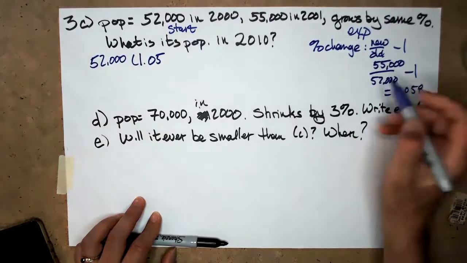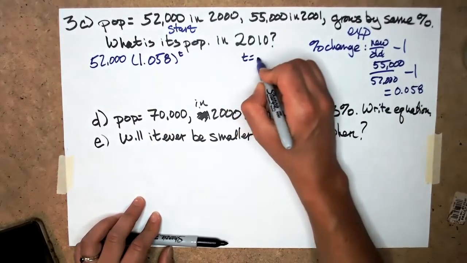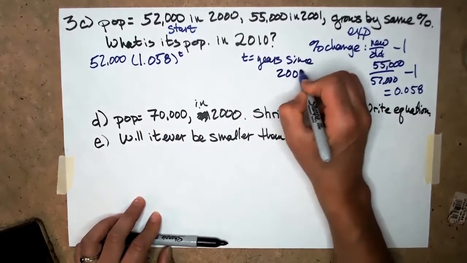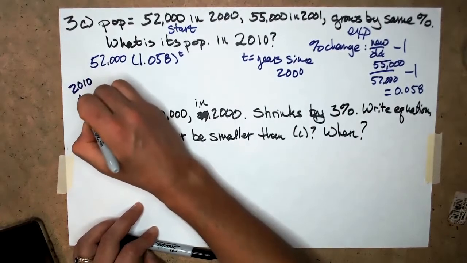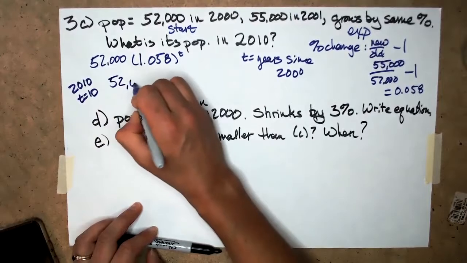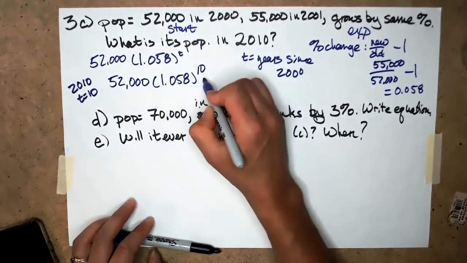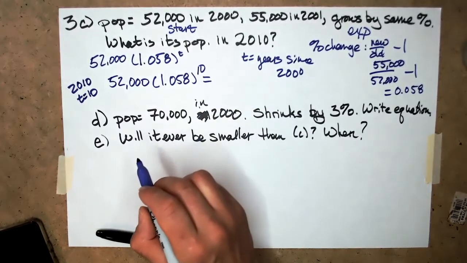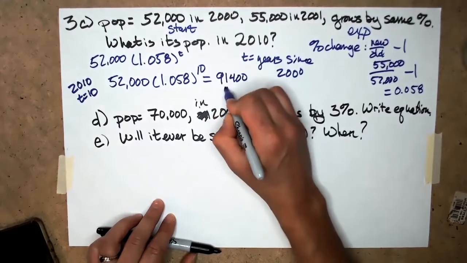Yes, I subtracted the 1 here and I'm adding it right back on, to the t, where t is years since 2000. So in 2010, t would be equal to 10. That would be 10 years after 2000. So it would be looking at 52,000 times 1.058 to the 10th power. And that comes out to 91,400 people.